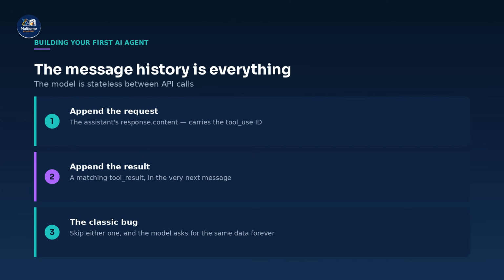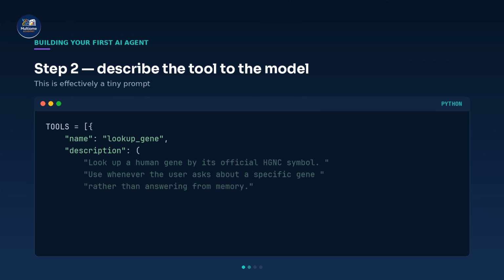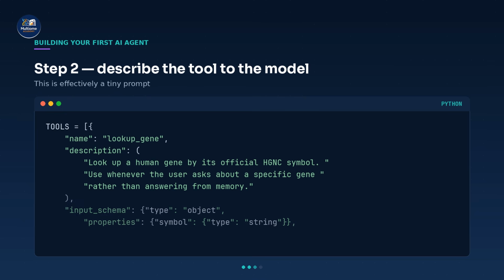If your agent seems stuck in a loop, inspect the message history first. The model cannot read your Python source. It only sees a JSON description you provide. Name the tool, and start describing it. State when to use it, not just what it does. Say clearly, use this whenever the user asks about a specific gene rather than answering from memory.